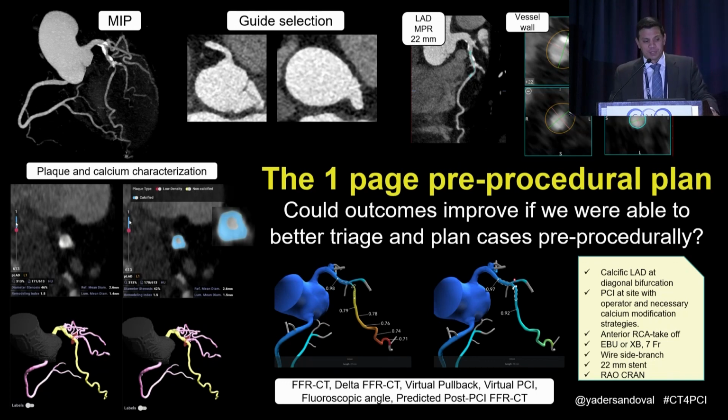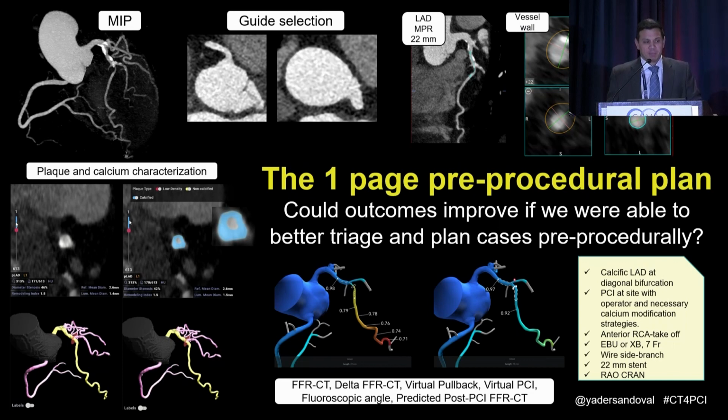So this is what we do now. We've been doing this for about a year. It takes about 15 minutes to do once you know what you're looking for, but it's what I like to call the one-page pre-procedural plan. Of course, some people can add more information if you want, but for clinical purposes, in one page, you have everything you need.